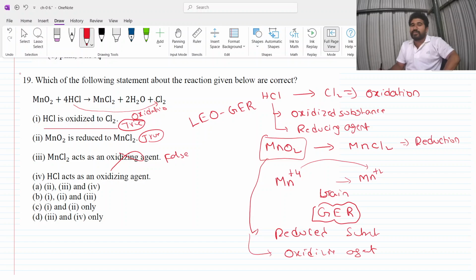Who is the oxidizing agent? MnO2, if we write MnO2, that's correct. So which options are correct? 1 and 2. Is that clear for everybody? Understand? Now, let's see the next question.